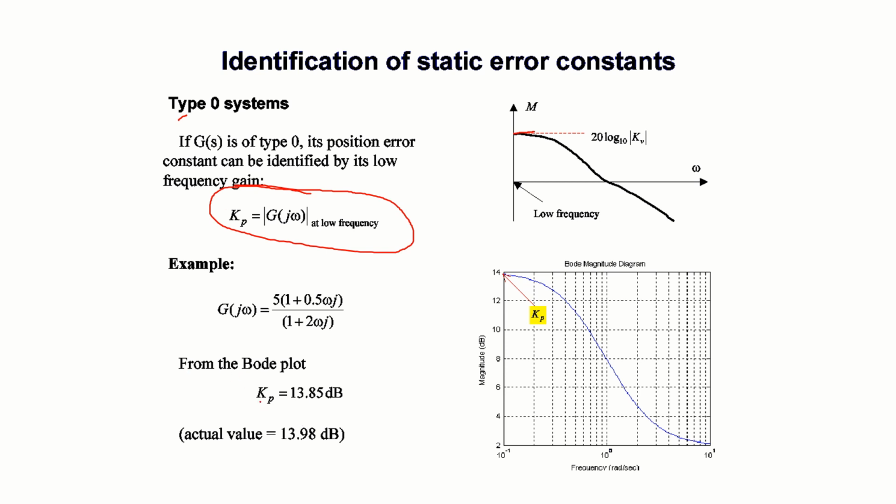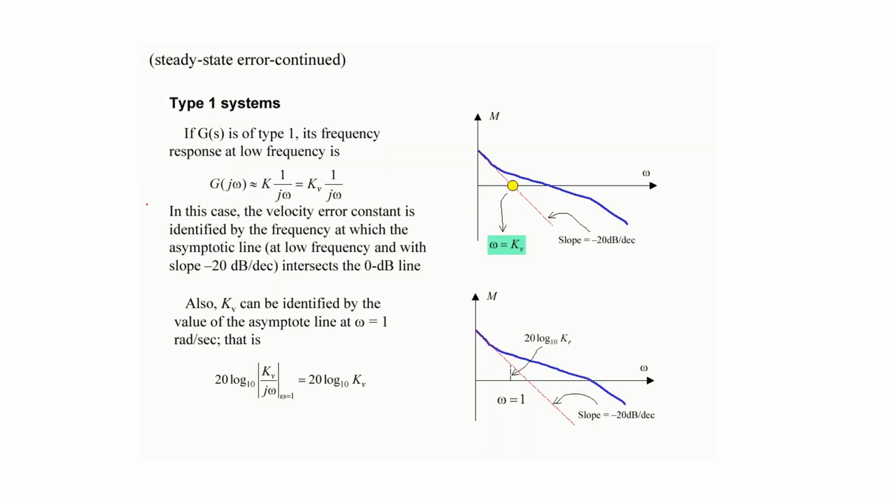So we can straight away write Kp; from the Bode plot you can read 13.85 dB. You can write 20 log K is equal to 13.85, and you can find K also. Okay, that is Kp, because it is g of s, that's the reason.